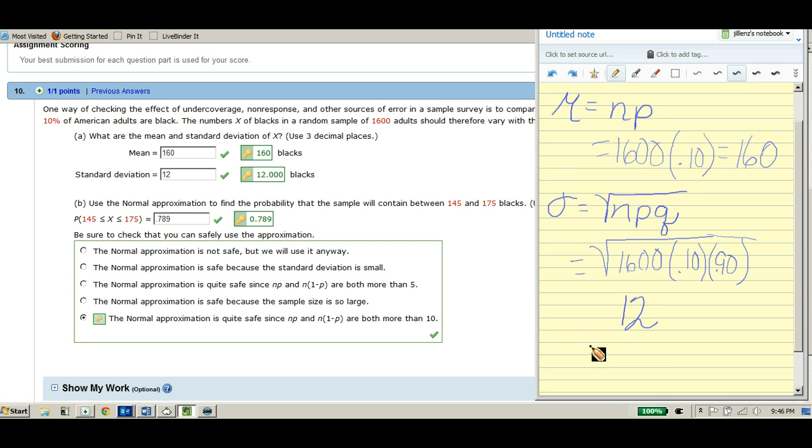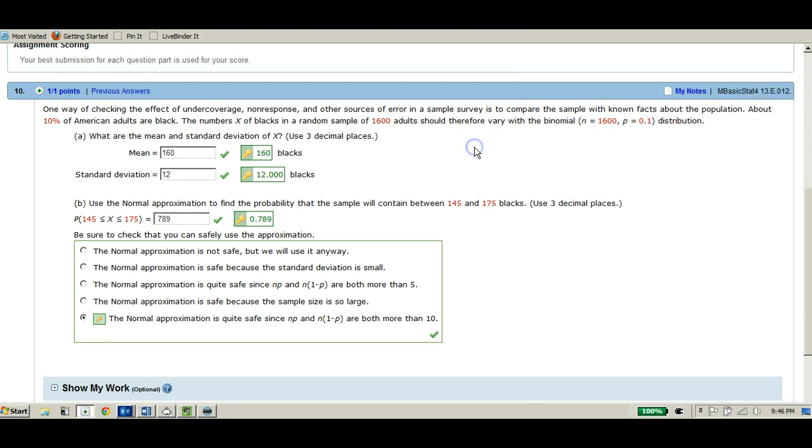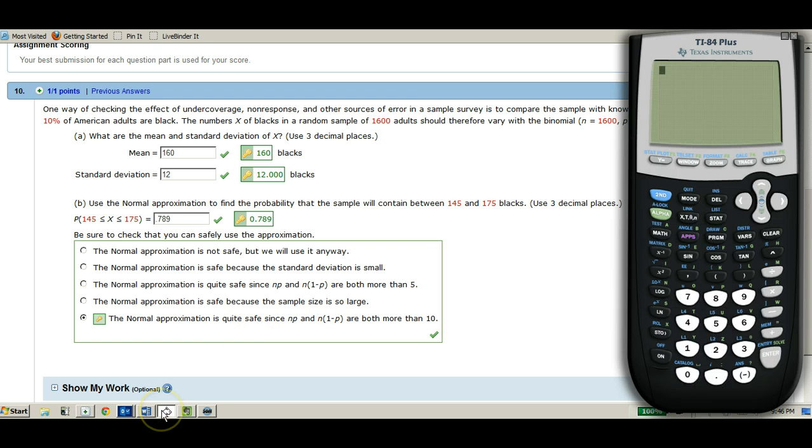B then asks us to use the normal approximation to find the probability that the sample will contain between 145 and 175 blacks. We're going to use 3 decimal places. So our calculator is going to help us come up with this number. We're going to go to second and distributions again, and we want to use number 2. This is the normal distribution.